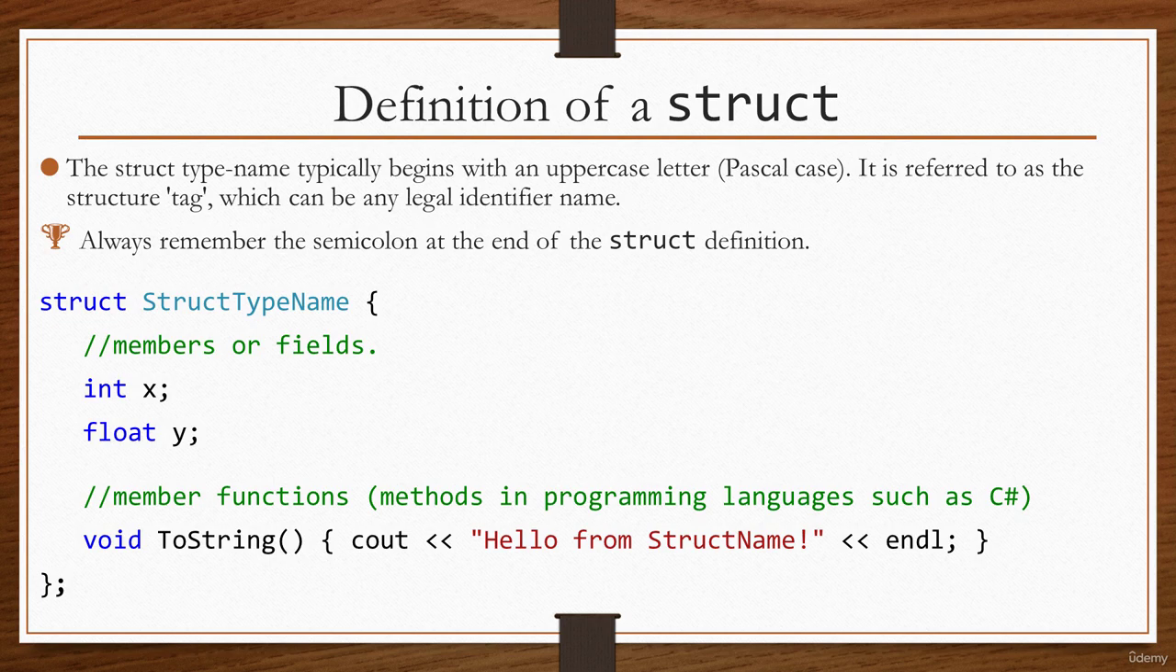Then you can have some members or fields. In this case, we have two members. We can also have member functions associated with our custom types. In this example, we have some toString member function which can print out hello from struct name, for example. Member functions are also referred to as methods in other programming languages such as C#, but in C++ we are going to refer to these as member functions, alright?